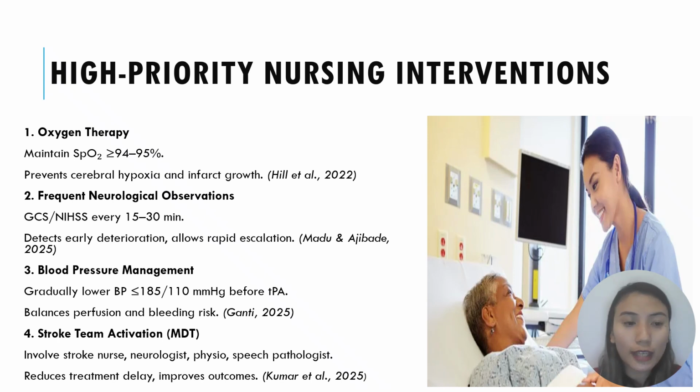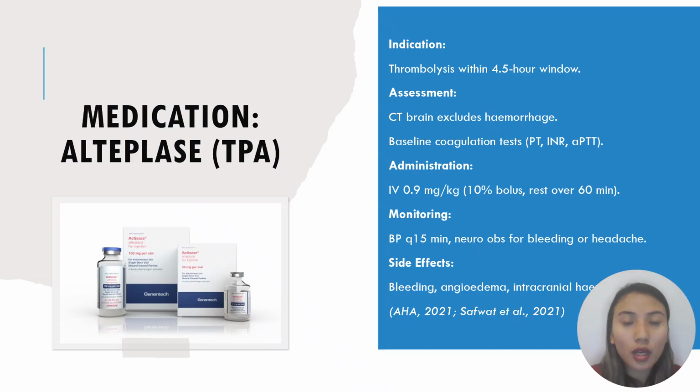Moving to the next slides. I'm going to talk about the medications and management of nursing considerations. The very first one is alteplase. On the assessment, its indication is thrombolysis within a 4.5 hour window.